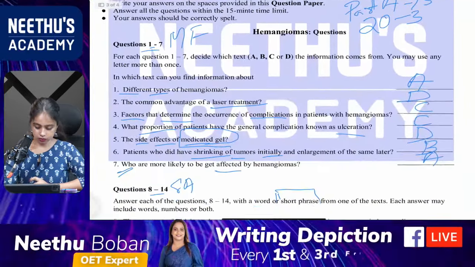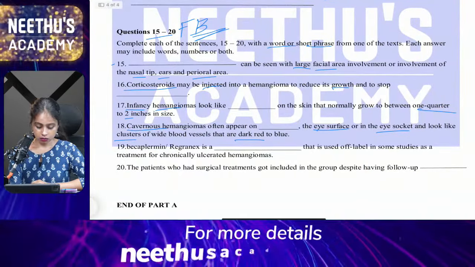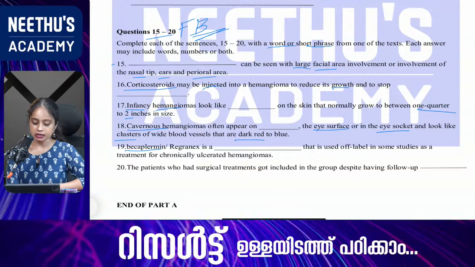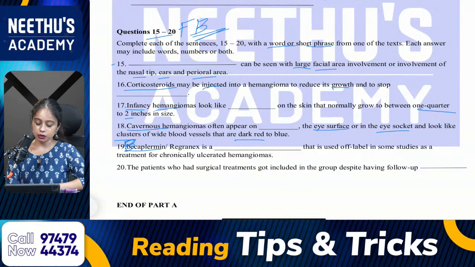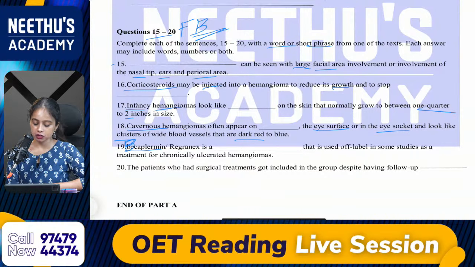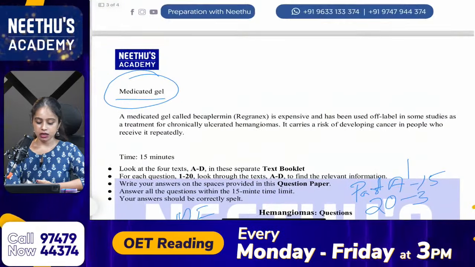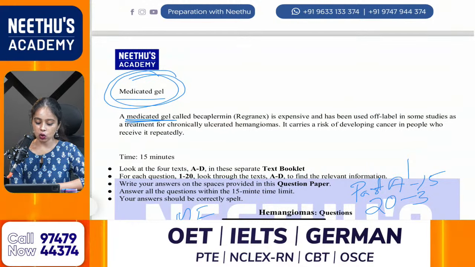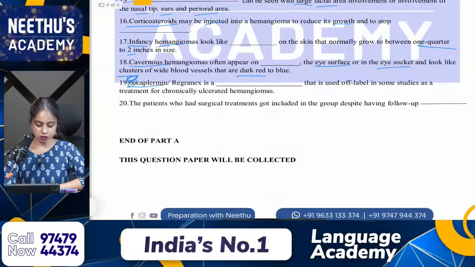Okay, 19th one. There is a name of the medication, BAB. Then BAB is a dash. It should be in capital letters. That is used off label in some studies as a treatment for chronically ulcerated hemangiomas. So what is the answer? The answer is very easy because it is from text D, the last one. Medicated gel should be the answer. A medicated gel called BAB. So the answer is medicated gel. And the last one, yes, Vicky, medicated gel.